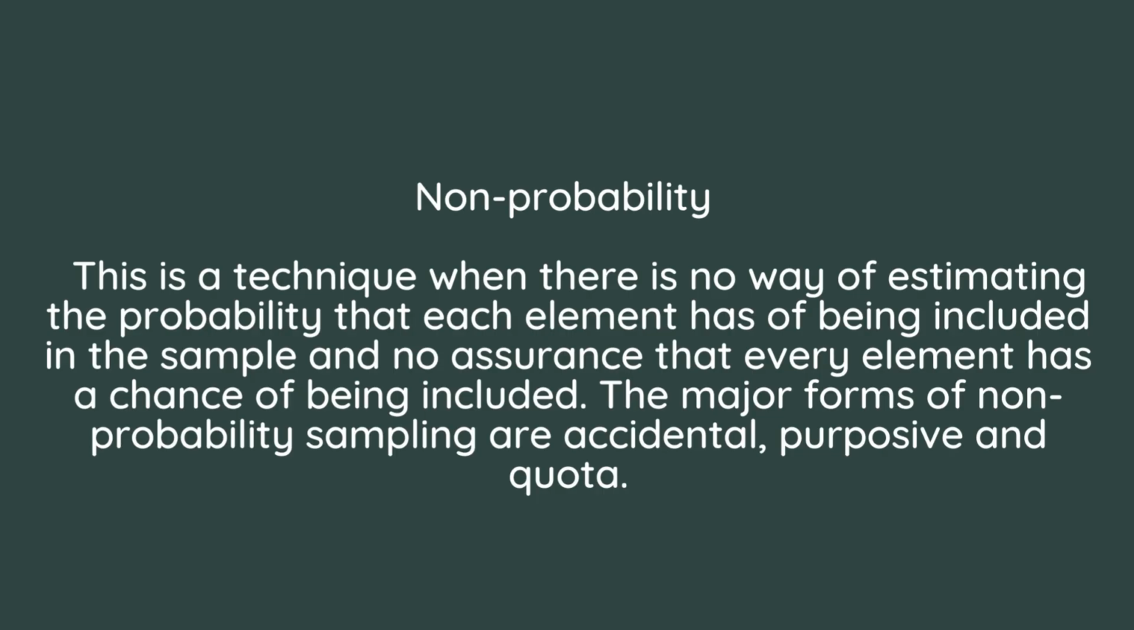Next, another technique is what we call the non-probability sampling technique. This is a technique when there is no way of estimating the probability that each element has of being included in the sample and no assurance that every element has a chance of being included. The major forms of non-probability sampling are accidental, purposive, and quota.